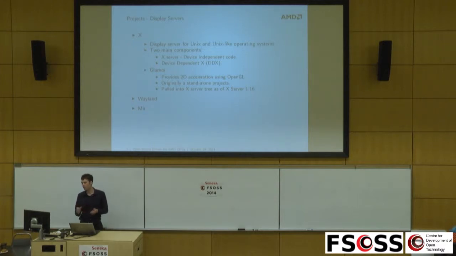In addition, there's another project that's part of X that used to be on its own called Glamor. What Glamor does is it provides 2D acceleration in X using OpenGL. So it's a cool project. Now it's upstream in the X server tree, and it's something that we've been contributing to as well.